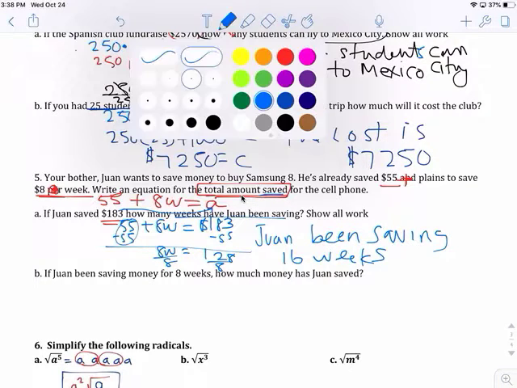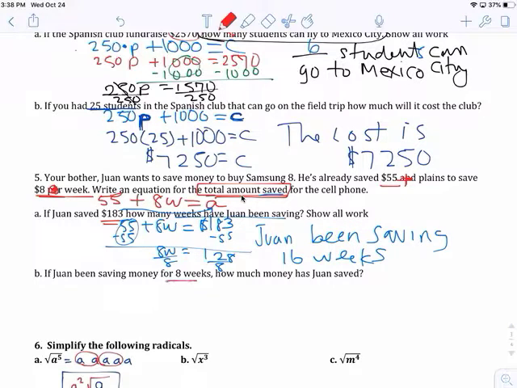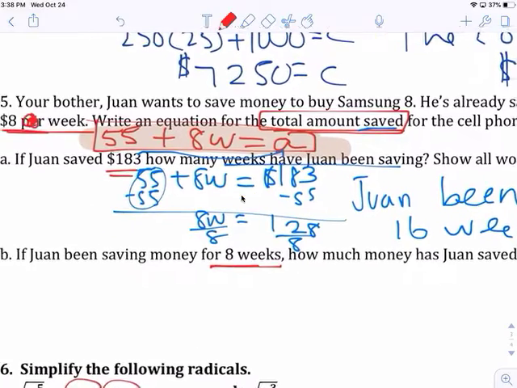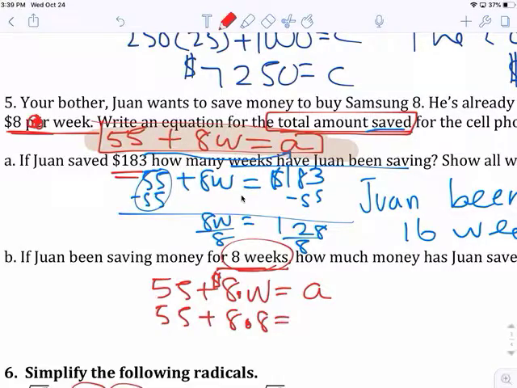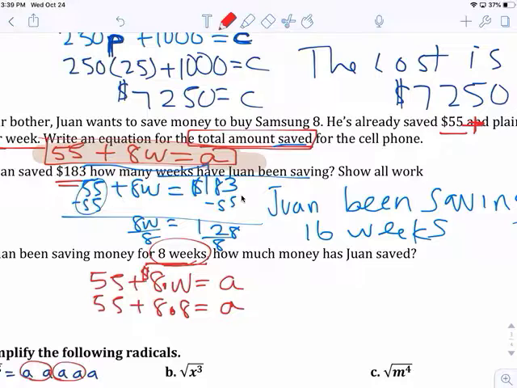Okay. Now, if Juan's been saving for 8 weeks, let's go back to this original equation right here that I highlighted. How much money has Juan saved? We want the amount of money he's saved. 55 plus 8W, $8 times the number of weeks, equals amount saved. So 55 plus 8 times the number of weeks, they gave you 8 weeks here, equals the amount he saved. So use a calculator. Juan saved blank dollars in 8 weeks.